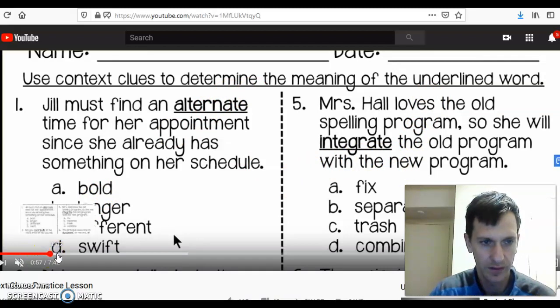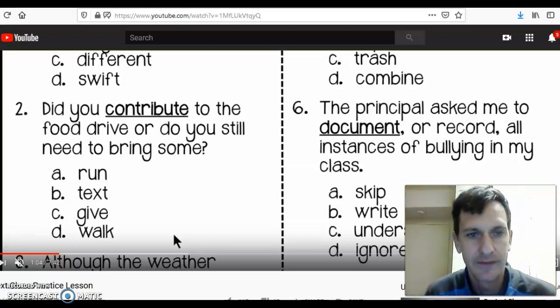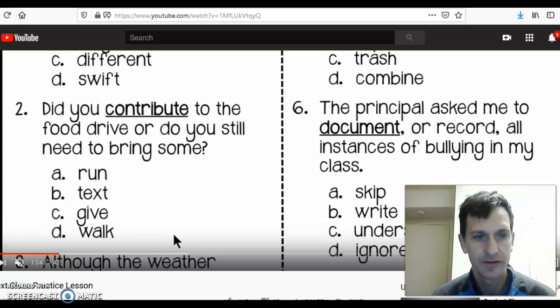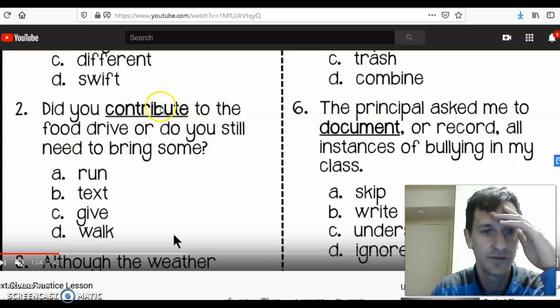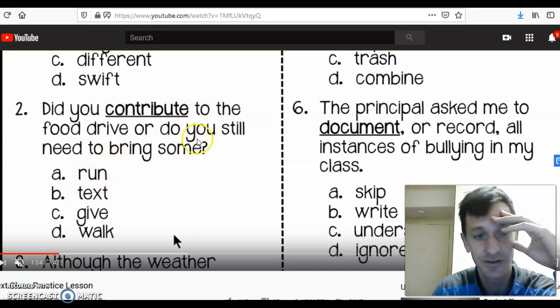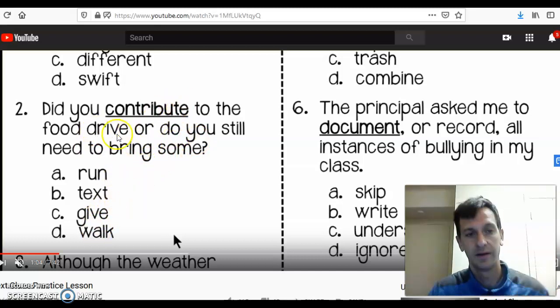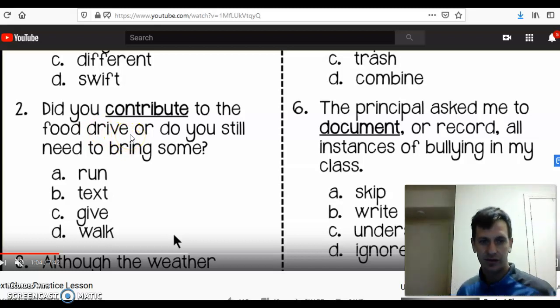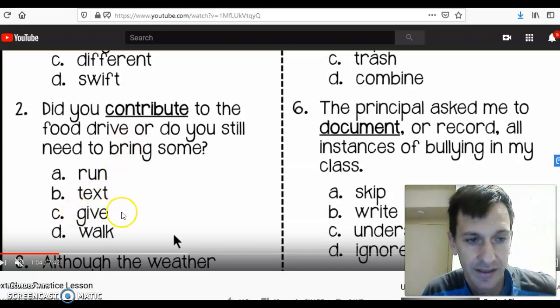Let's skip forward here. Did you contribute to the food drive, or do you still need to bring something? If you're contributing, are you running because you still need to bring something? Are you texting? Are you giving? Are you walking? Using the context clues that she hasn't brought anything yet, she has to bring something, or she has to give something.